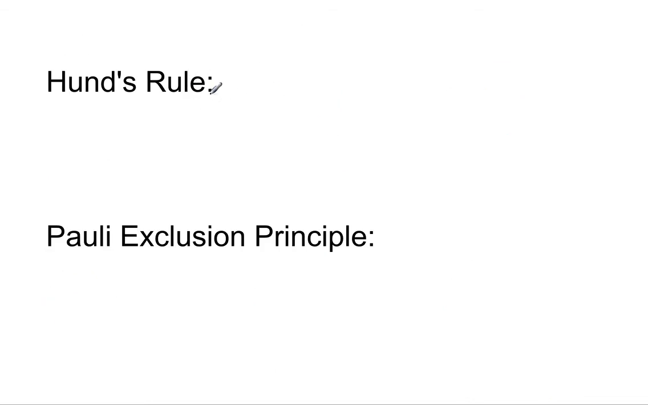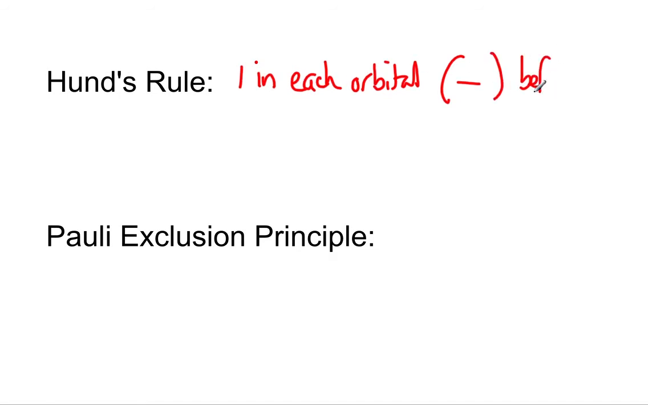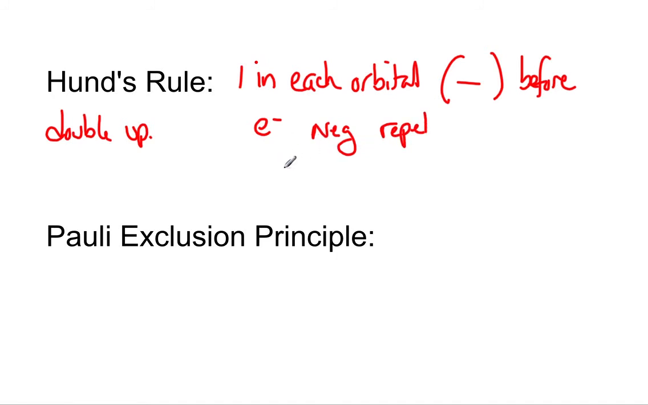Now, a couple other rules or ideas that you have to understand. Hund's rule. Hund's rule says that you have to have 1 electron in each orbital. Remember, an orbital is going to be represented by a line. 1 in each orbital before you double up. So what we have to keep in mind is that these are electrons. These guys are all negative, and they all repel each other. They don't like to hang out directly on top of each other.